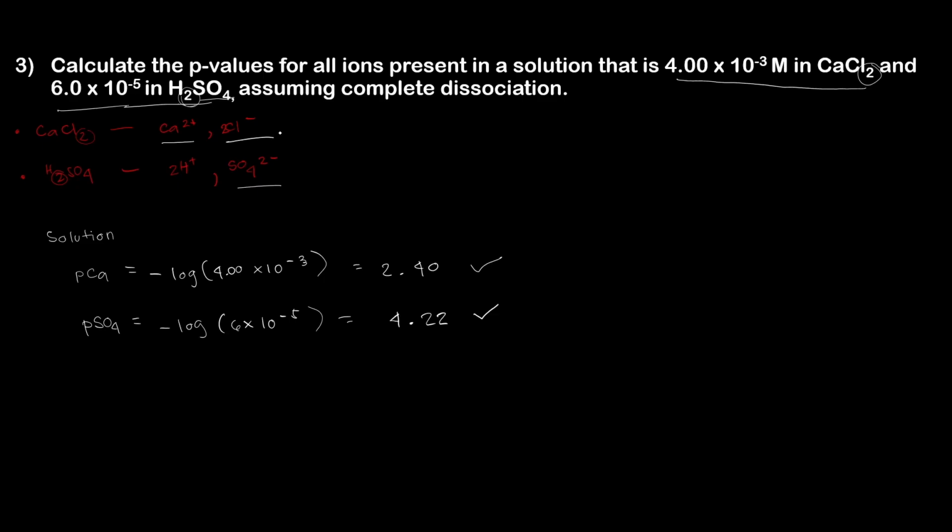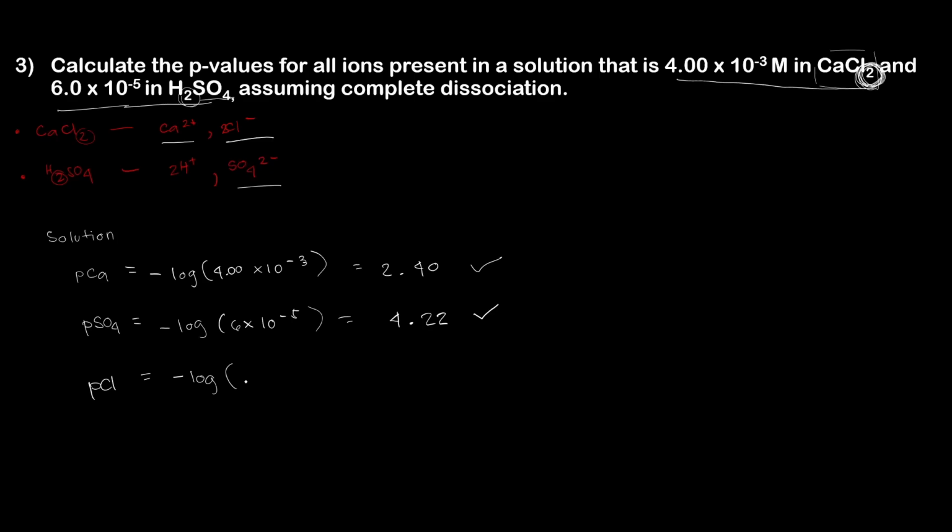So let's start with PCl. Since we need to focus on Cl, we can just simply put 4 times 10 to the negative 3 because there are two Cl ions in one calcium chloride, right? Not the same case for calcium, that there is one calcium in one calcium chloride, right? So that is true. We can just simply input 4 times 10 to the negative 3. For Cl, we can just input the 4 times 10 to the negative 3 because it has two chloride in one calcium chloride. Okay, let me show you that.